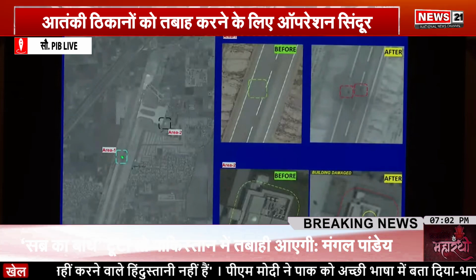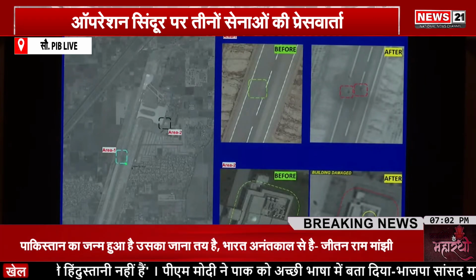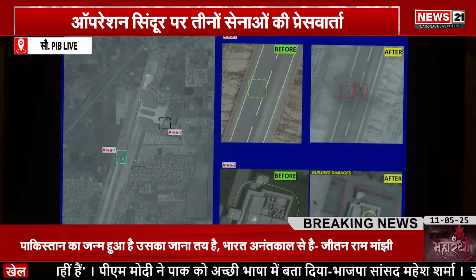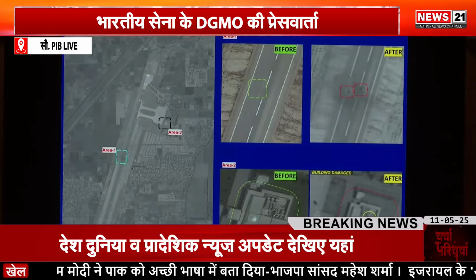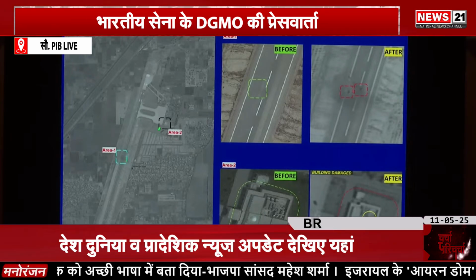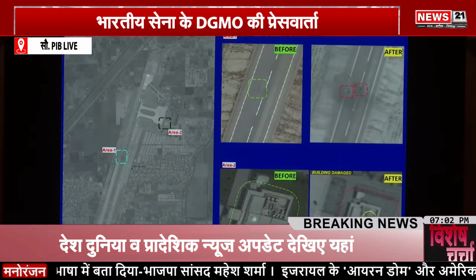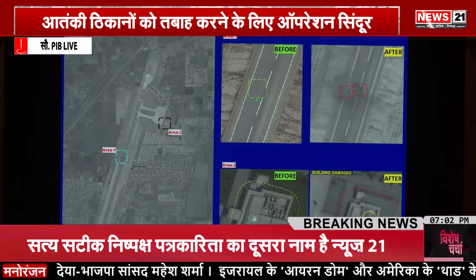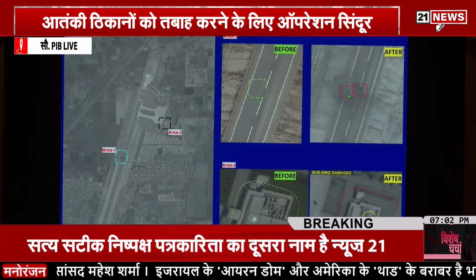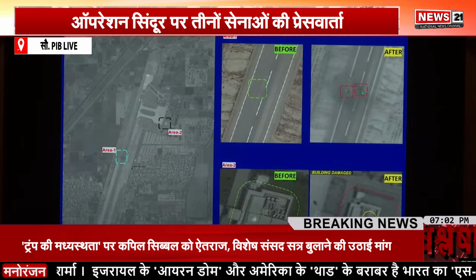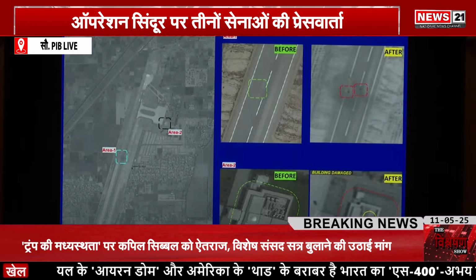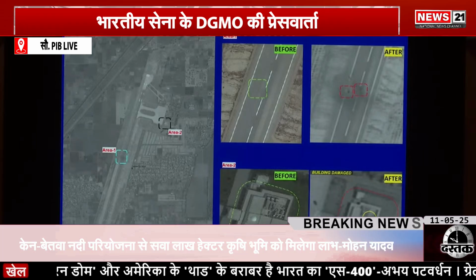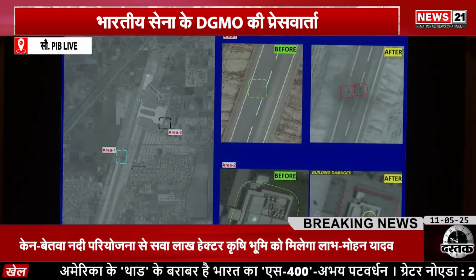Rahim Yar Khan. This is the area we have struck. A deep strike out here and one complex here. So this is how it looked before, and same, you see a big crater, another crater here, and this complex, after strike, neutralized. Next.